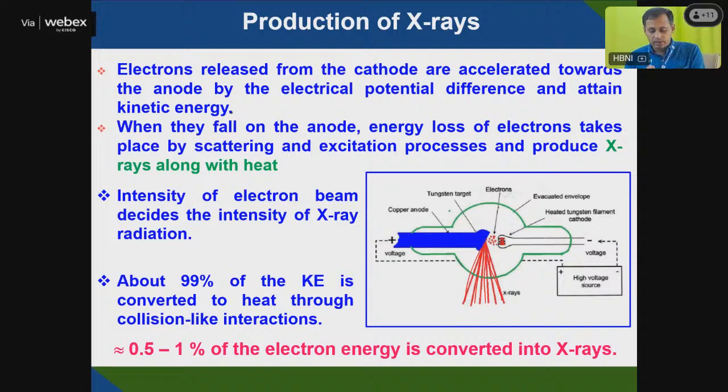And then if you see the kinetic energy, 99% of the kinetic energy is converted to heat. Only 0.5 to 1% of the kinetic energy is converted to X-ray. So because of that, there is heat generation here. 99% of the kinetic energy is lost, and only a very small part of the electron energy is used.